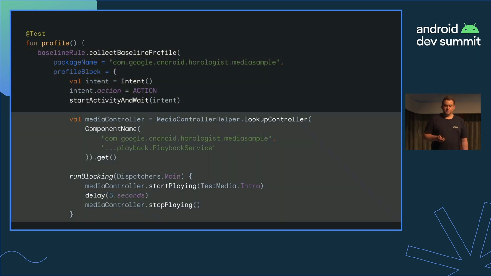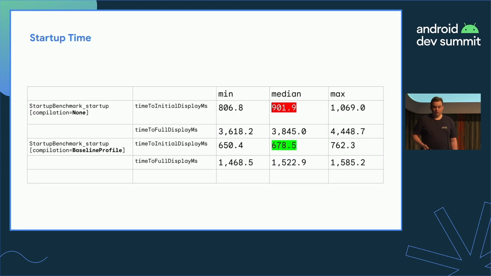But crucially, we'll also simulate the user selecting a song, clicking play, and the music streaming for 5 seconds. We check in the generated profile rules into our repository, and we rely on the Play Store to install our app and activate the baseline profiles. But how do we know it's really working? Well, we can use macro benchmark again to measure our app's performance on a real device.